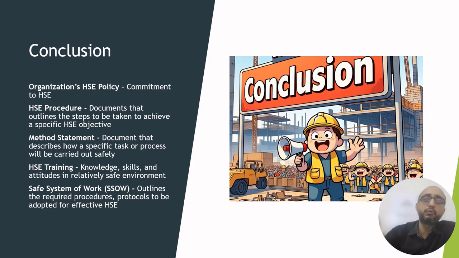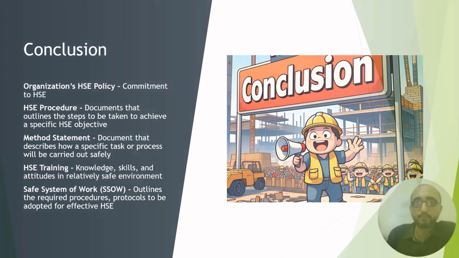Safe system of work: if we are doing all of these things, making policies, procedures, and method statements, all these things come under the safe system of work, which is required to make sure that our HSE is implemented successfully.